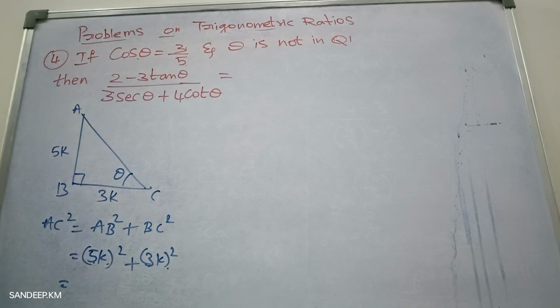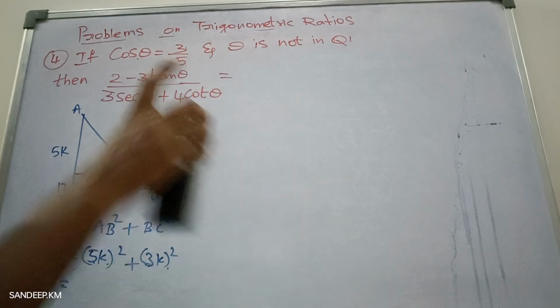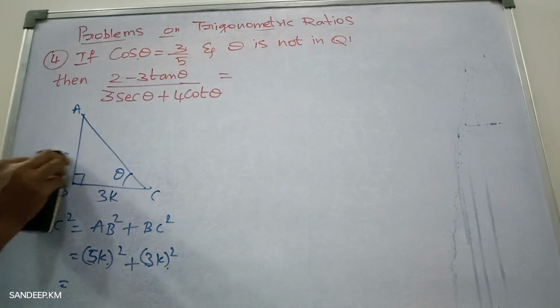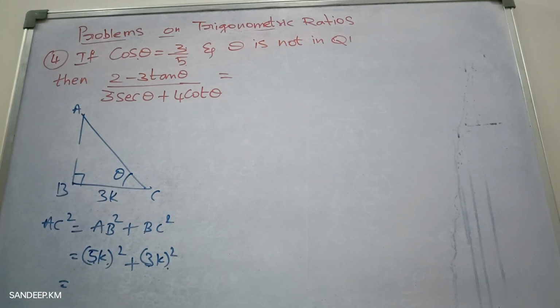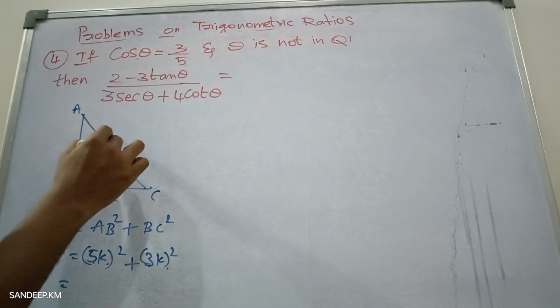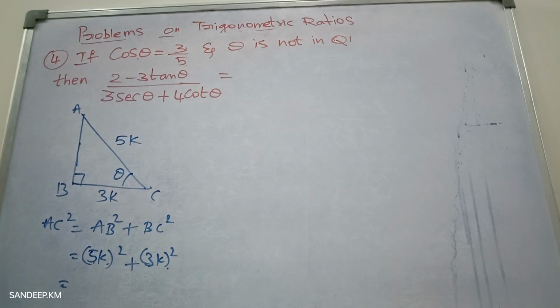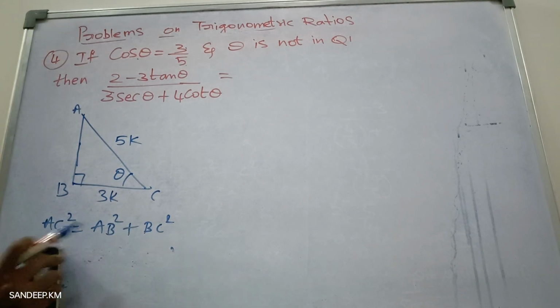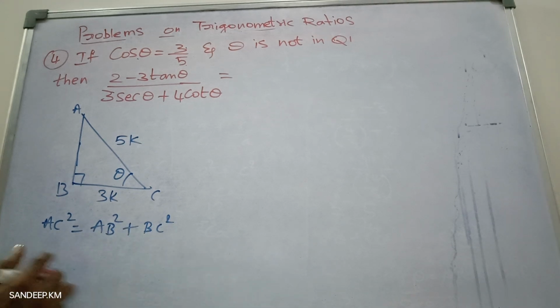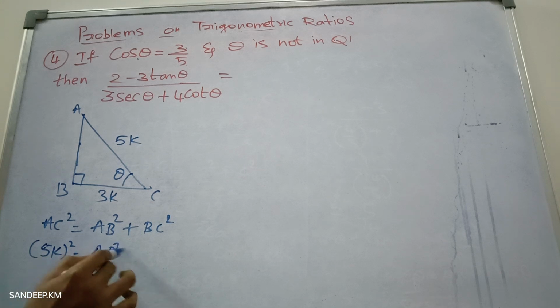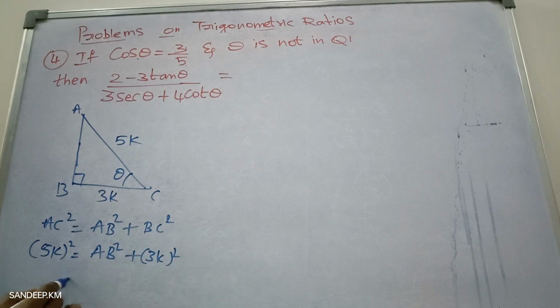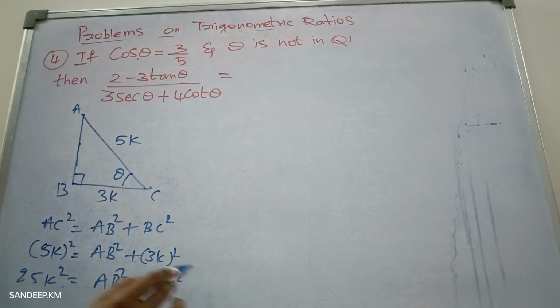I made a mistake, dear students. What is that mistake? Yes, it is cos theta, not cot theta, which means it is adjacent by hypotenuse. I thought it was cot theta. Okay. Now if you use Pythagoras theorem, 5k whole square is equal to AB square plus 3k whole square. Of course, 25k square is equal to AB square plus 9k square. So you will get AB is equal to 4k itself.